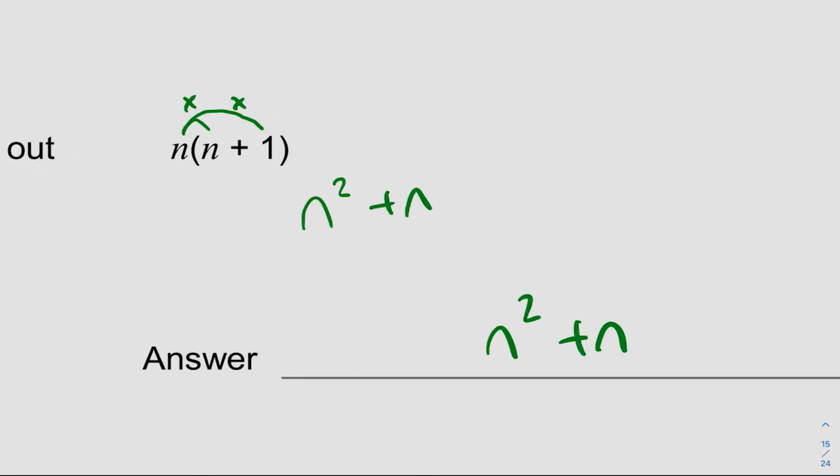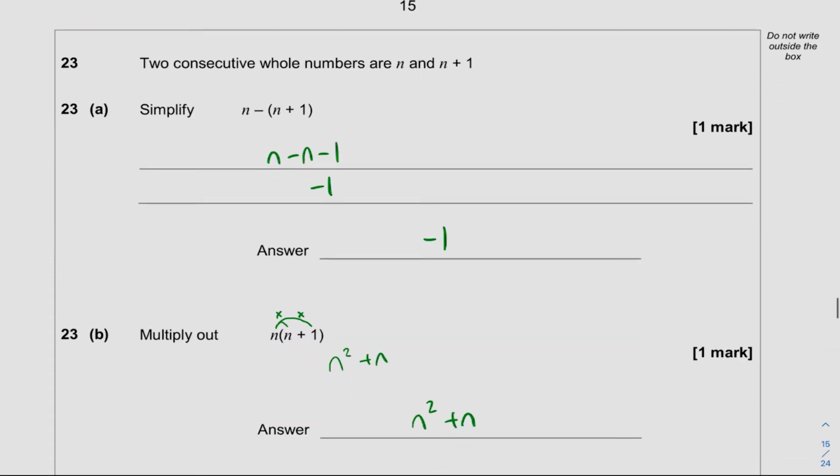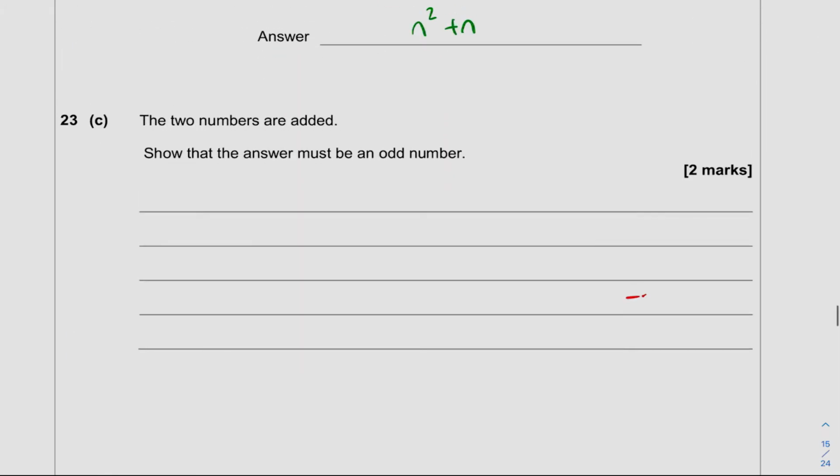Okay, so question 23, Part C, we are told that the two numbers are added together and we need to show that the answer must be an odd number. So if we go back to Part A, our two numbers are n and n plus 1. So let's see what happens when we add them together. So we've got n plus n plus 1. This simplifies to get 2n plus 1.